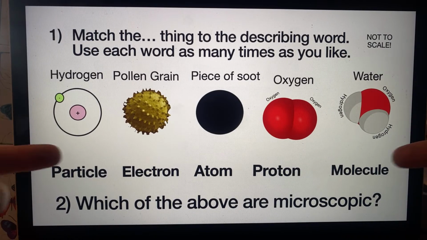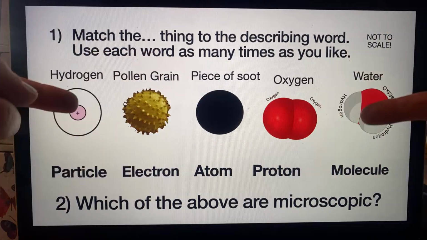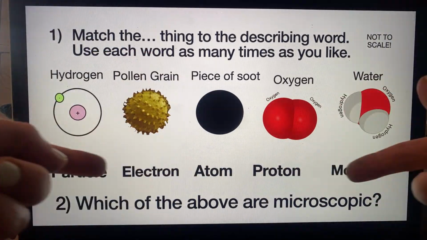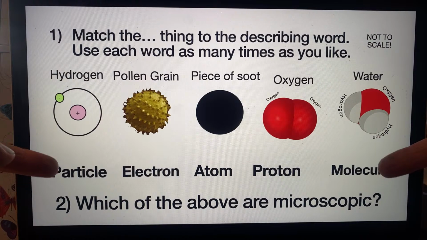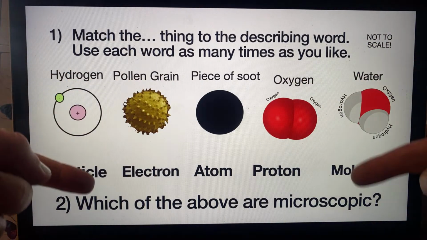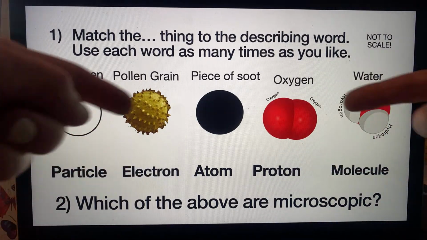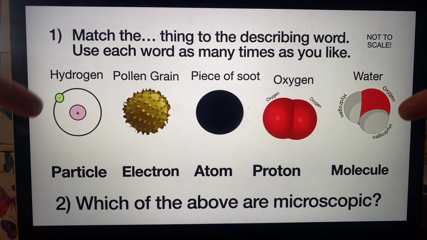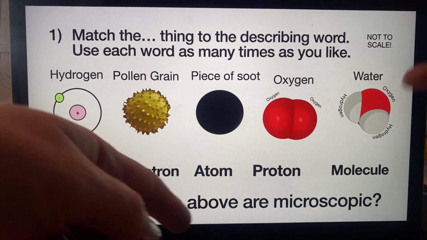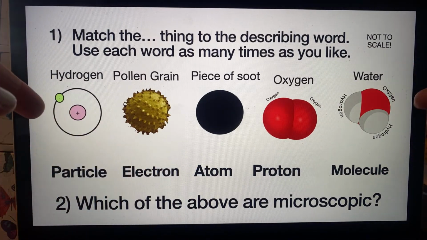Can you use as many of those as you like? It's confusing because there's 5 things and 5 words, but you can use each word as many times as you like. Can you match the things to these words? How many of these words describe each of these things? Like a piece of soot. Is that an atom? Is it a molecule? Is it an electron? Is it a particle? And then when you've done that, which of them are microscopic?